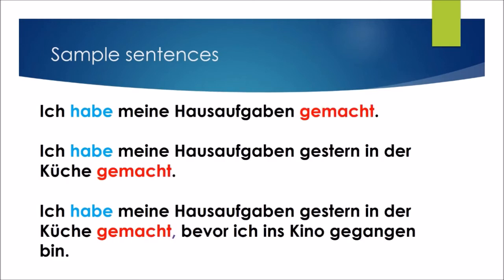Let's have an example with machen. Ich habe meine Hausaufgaben gemacht. Of course you have. You've done your homework, didn't you? Ich habe meine Hausaufgaben gestern in der Küche gemacht. Done my homework in the kitchen yesterday. Gemacht at the end of the sentence. Ich habe meine Hausaufgaben gestern in der Küche gemacht, bevor ich ins Kino gegangen bin. So I've done my homework yesterday in the kitchen before I went to the cinema. Two clauses, gemacht is in front of the comma.